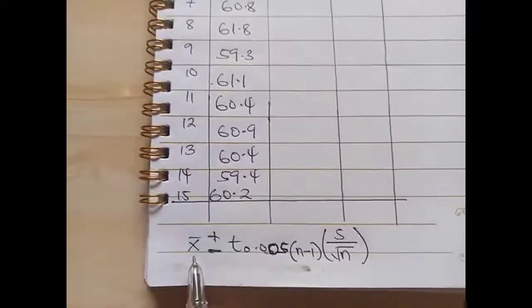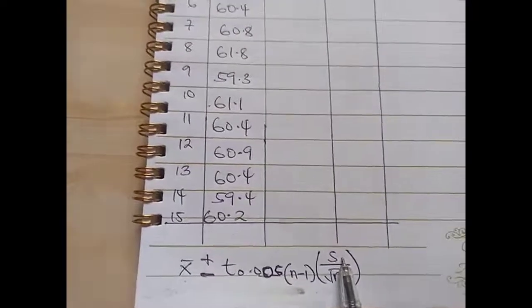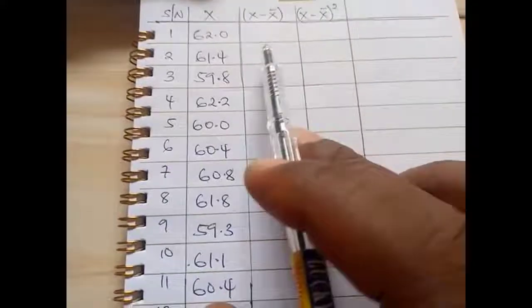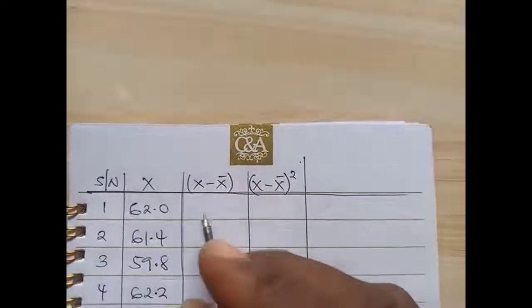So we need to find the mean, which is the reason for this table. We need to find the sample standard deviation, which is the reason for this. So let's pause the video and complete the table. Okay, we don't need to pause the video yet. Let's just solve the first one so you see how it is done.